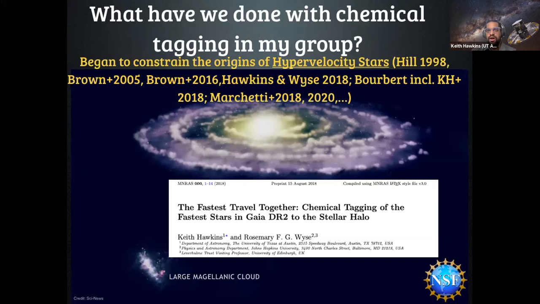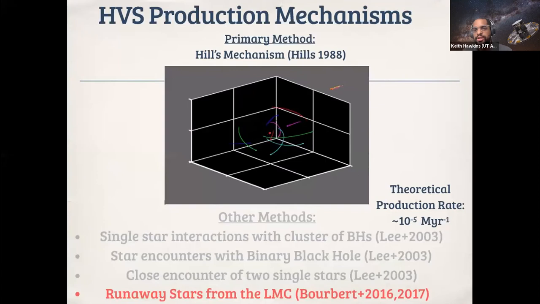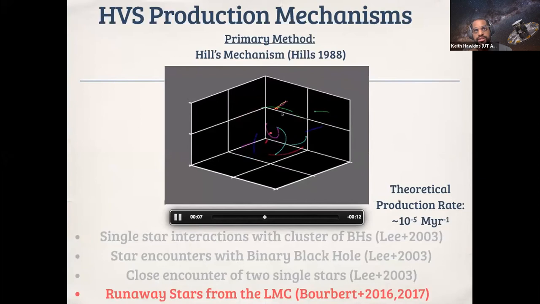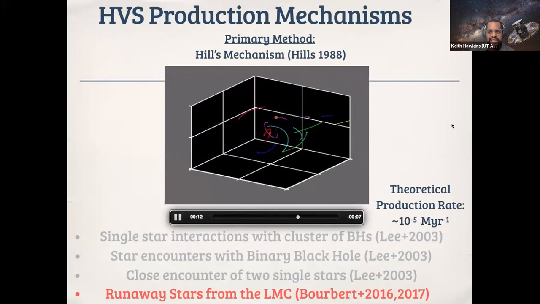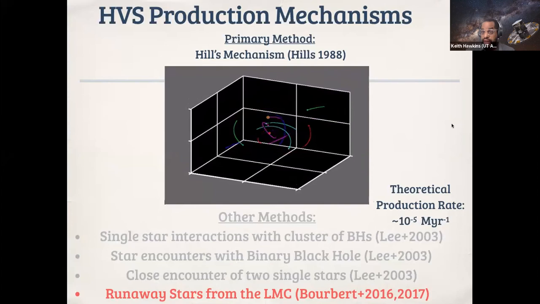So hypervelocity stars are these really unique stars that are moving incredibly fast, thousands of kilometers per second. The idea is that they're formed from a triple body encounter between a binary star system and the black hole at the center. One star gets captured by the black hole and the other one gets ejected at an enormously high velocity, so-called hypervelocity stars. And so this is how they're thought to be produced. They were first discovered in 2005 observationally.